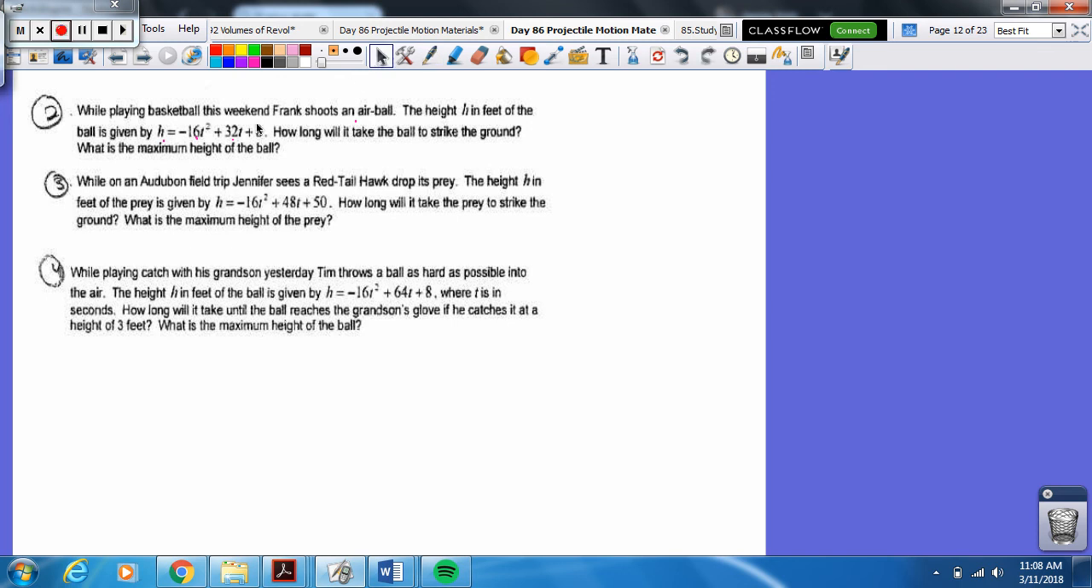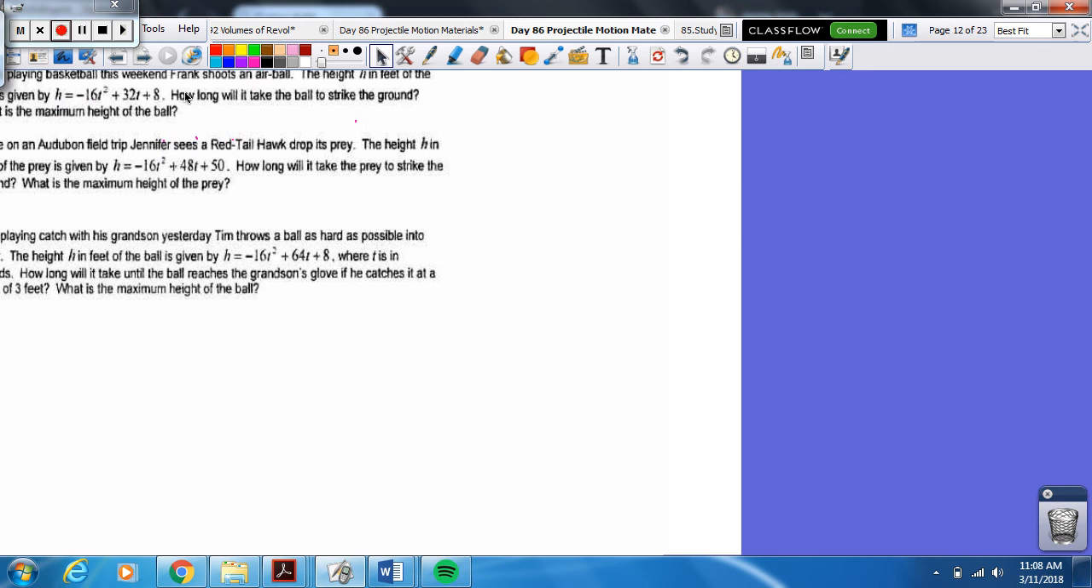Okay, so now Frank has h equals negative 16t squared plus 32t plus 8. We want to know when the ball is going to strike the ground. That's when the height is 0. So when is the height 0? He shoots the air ball from 8 feet, so he jumps up, air ball, that's when it strikes the ground right there. This is time and this is height.